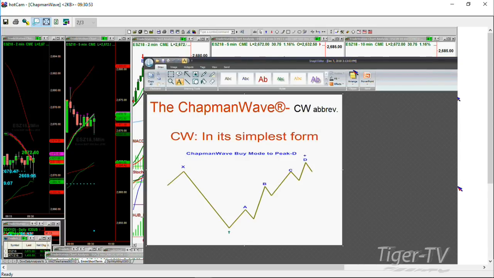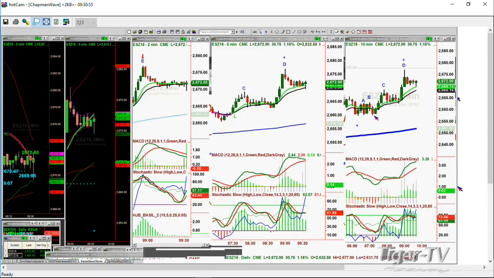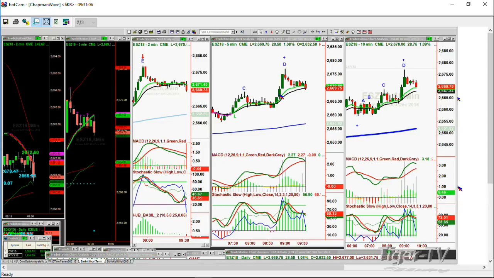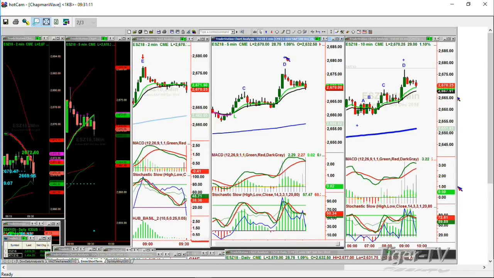Okay, let's look at the real thing here. The E-mini 2-minute chart made a peak E, pulls back quite sharply. Look at this in the 5-minute chart. There's that peak D, hasn't crossed negative yet. In the MACD, it's just about to. Yep, there it goes. So we can put a down arrow here, and then we start fresh again.